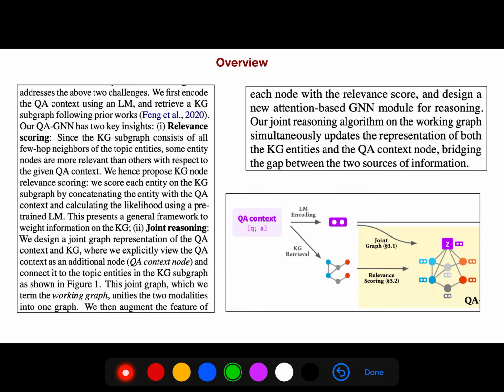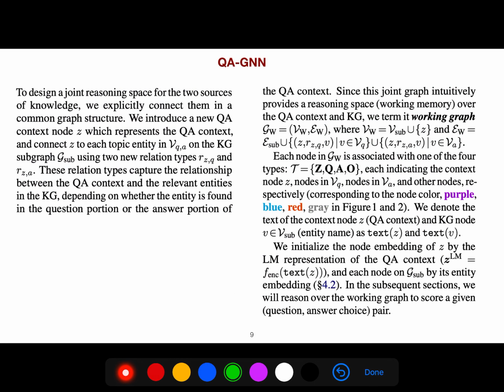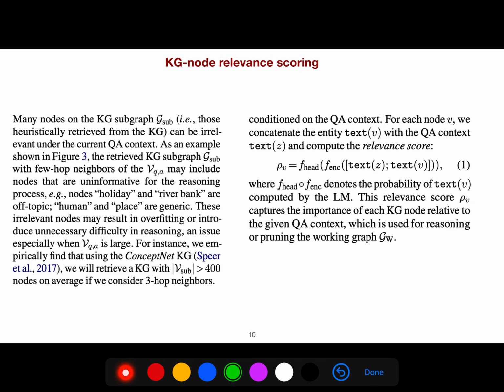So this is an overview. We have two key insights: relevance scoring and joint reasoning. We use a language model to see, given a condition on your context, that sentence, what is the relevance of any of these entities, such as bank. So you can look at it like an input-output, and you can easily find that. So this is the QA knowledge graph node relevance scoring, and you can compute the relevance score by this. This is the text of V, and this denotes the probability of the text computed by the language model. So this relevance score captures the importance of each knowledge graph node relative to the given question answering context.